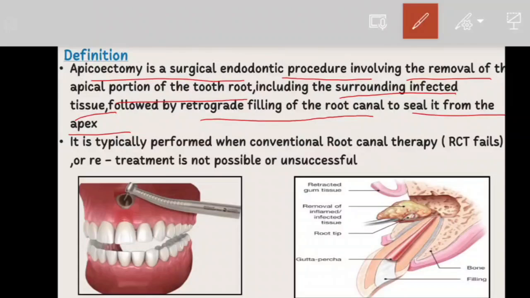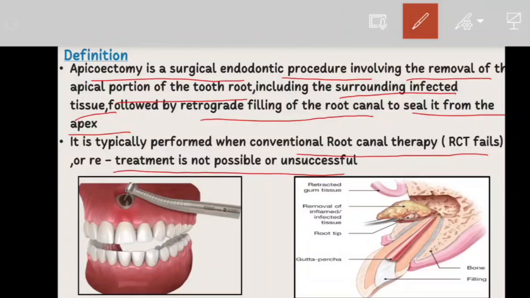It is typically performed when conventional root canal therapy, that is the RCT, fails or retreatment is not possible or unsuccessful. So it is performed when conventional root canal treatment fails. Means if RCT fails or retreatment is not possible or infection is still present, then we do apicoectomy.